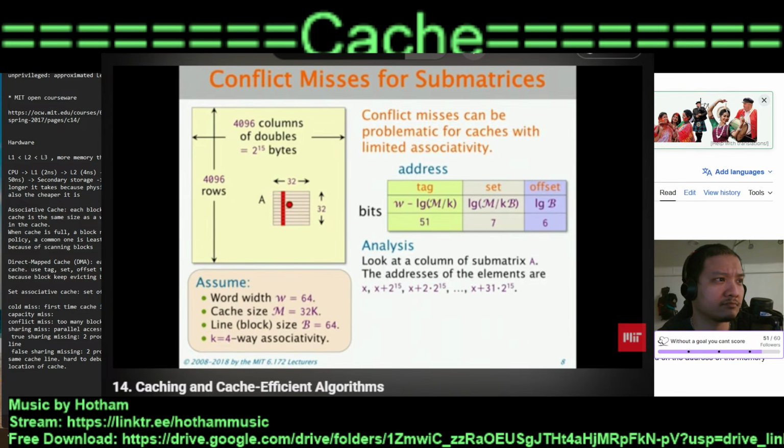Then the second element in the column is going to be stored at address X plus 2 to the 15th, because each row has 2 to the 15th bytes, and we're skipping over an entire row to get to the element in the next row of the submatrix. Then to get the third element, we add 2 times 2 to the 15th, and so on until we get to the last element, which is X plus 31 times 2 to the 15th. So which fields of the address are changing as we go through one column of this submatrix?